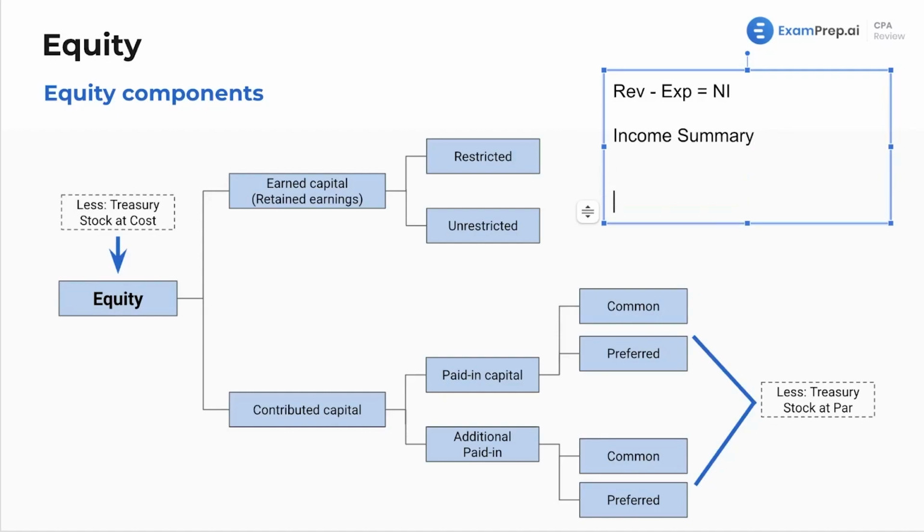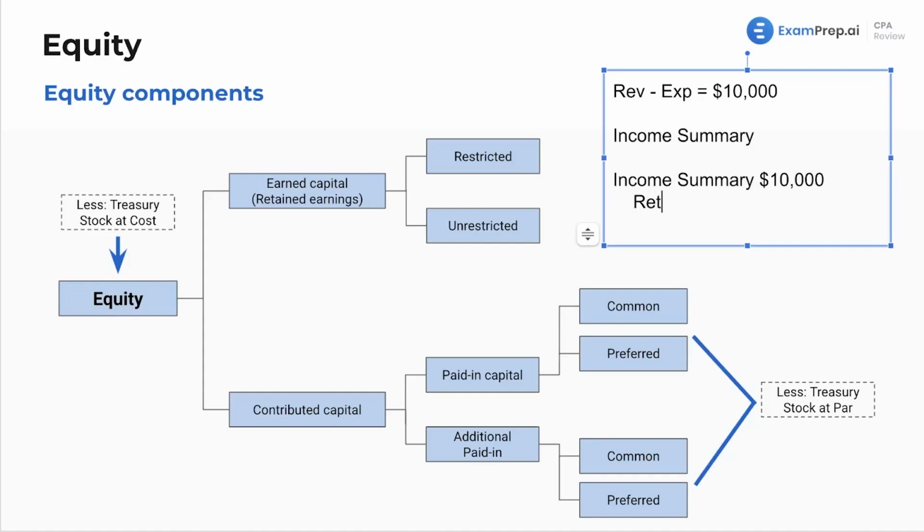Now, let's say you made $10,000 of net income. Just revenue minus expenses gives you $10,000 in net income. And what you're going to do is debit income summary for $10,000, and you're going to credit retained earnings for $10,000. That's how you increase your retained earnings. This is something I wish someone would have told me. Actually, let's assign more numbers to this.